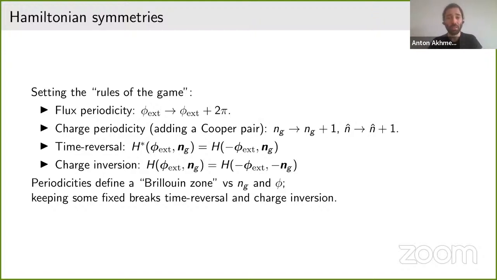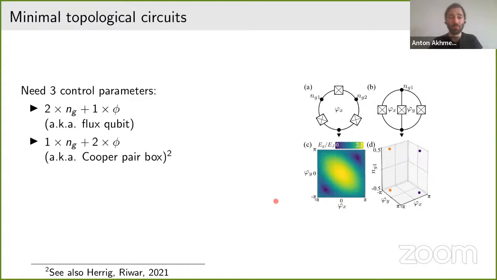So what are the minimal topological circuits? And the answer here is straightforward. We need at least one control parameter so that we break at least one symmetry. And we need at least two more to define a two-dimensional Brillouin zone and to have a finite Chern number. So there are only two circuits that do this.